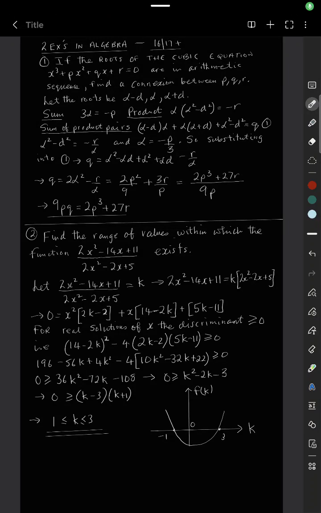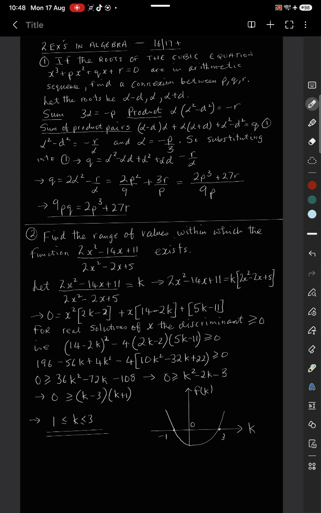Hello, in this video we're going to do two examples in algebra which are of the intermediate level, in other words for years 16, 17 and above. So the first one is: if the roots of the cubic equation x cubed plus px squared plus qx plus r equals 0 are in arithmetic sequence, find a connection between p, q and r.